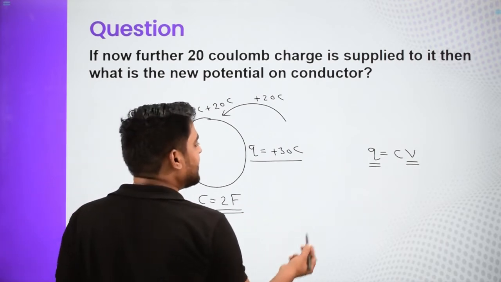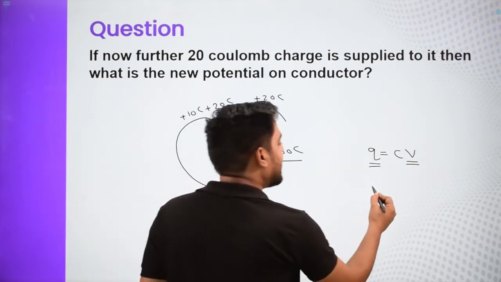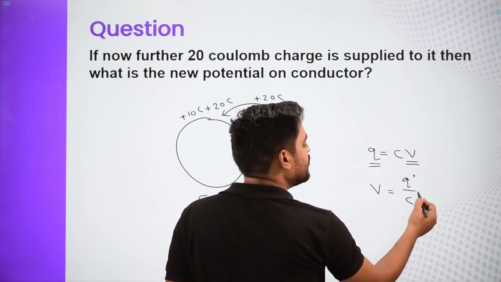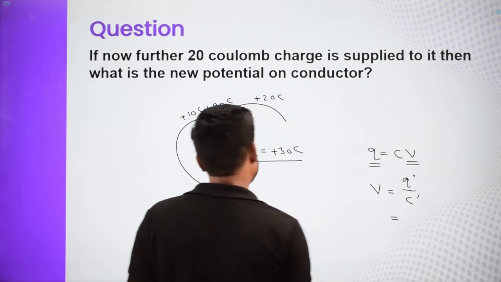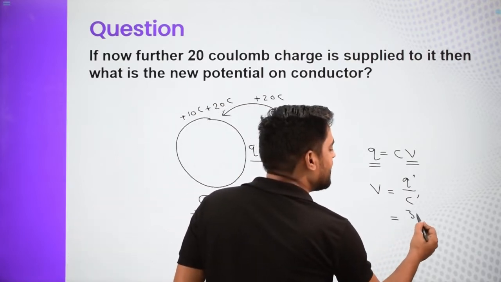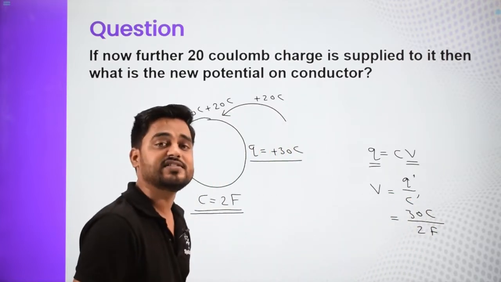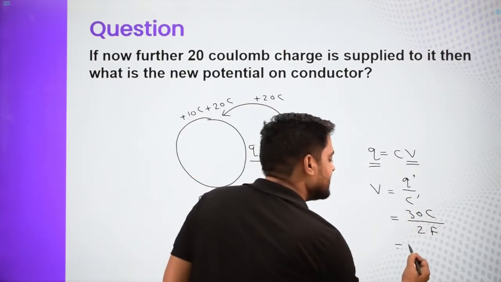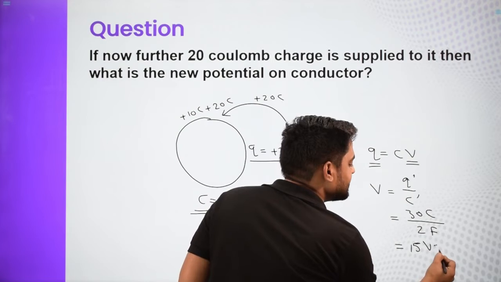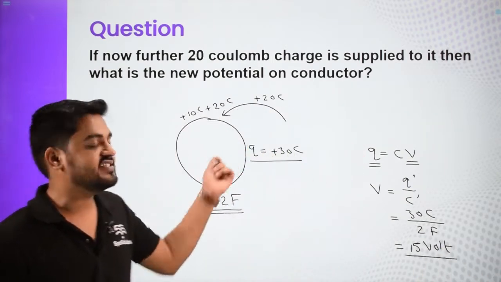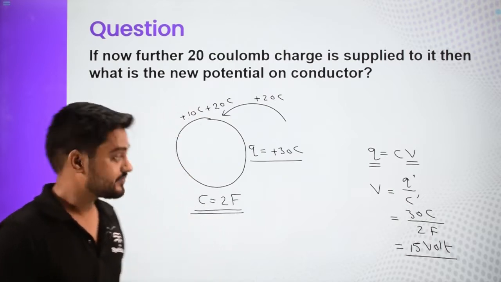So now I can again apply Q is equal to CV, and they are asking for the new potential. That is the new charge divided by the new capacitance, which is the same as the old capacitance. So the new charge is 30 coulomb and the capacitance is 2 farad, the same as before, and hence we get 15 volt. So this is the new potential at the surface of the conductor.